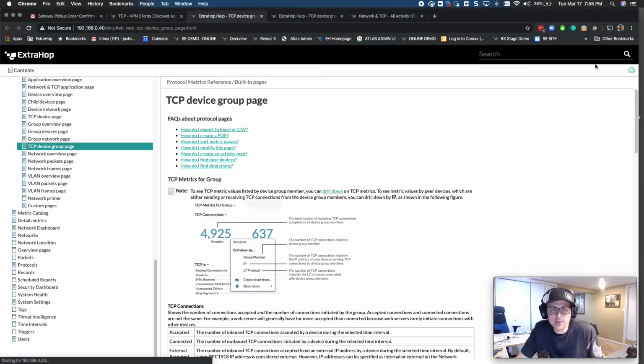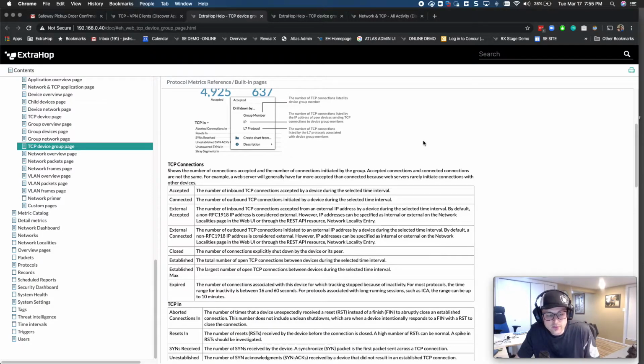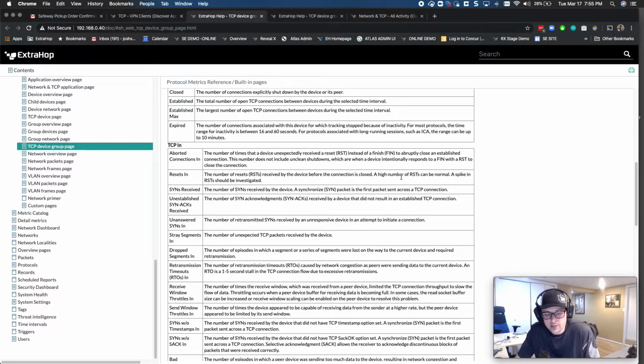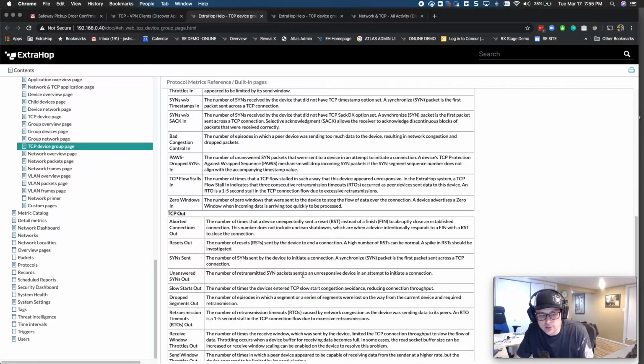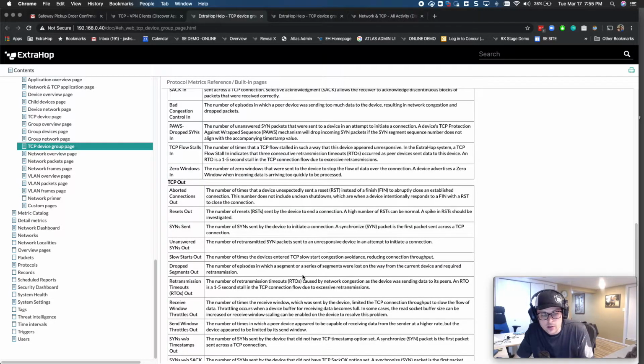Let's click on the Help tab. This will go through each of those individual metrics we just talked about. So here we go. The retransmission, it was 1 to 5 seconds. I was wrong. It's the number of retransmission timeouts caused by network congestion as peers were sending data to the current device. So that's an in. It's a 1 to 5 second stall, right? This allows you to understand a little bit more about that metric.